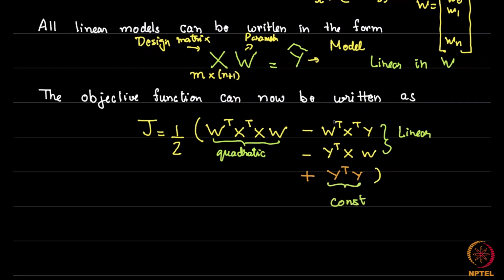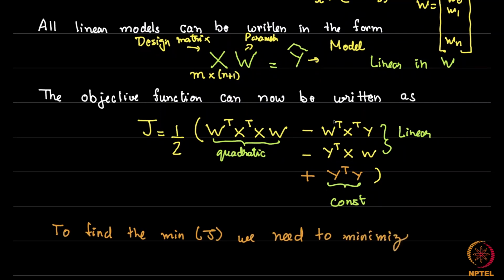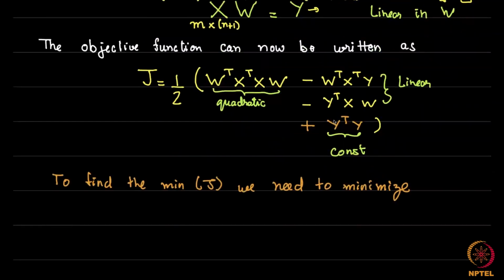And as I talked about last time, to find the minimum of J, we need to minimize with respect to the variable. The variable here is not the data points. We can't change the location of the sensors, the location of the thermocouples, or what value they have measured, but we can minimize with respect to the parameter, with respect to W, which means we are minimizing with respect to these n+1 variables in general.